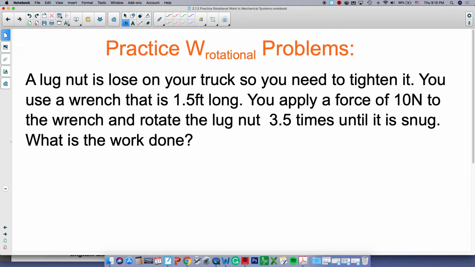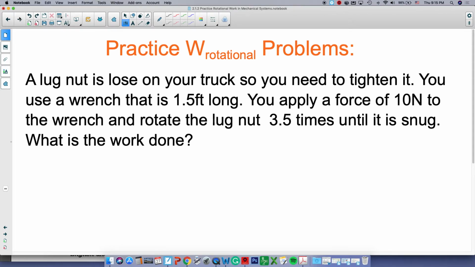A lug nut is loose on your truck, so you need to tighten it. You use a wrench that's 1.5 feet long. You apply a force of 10 newtons to the wrench and rotate the lug nut 3.5 times until it's snug. What is the work done? So you are not given a specific degree measurement here, but we're going to write out everything that we have and what we need to do.